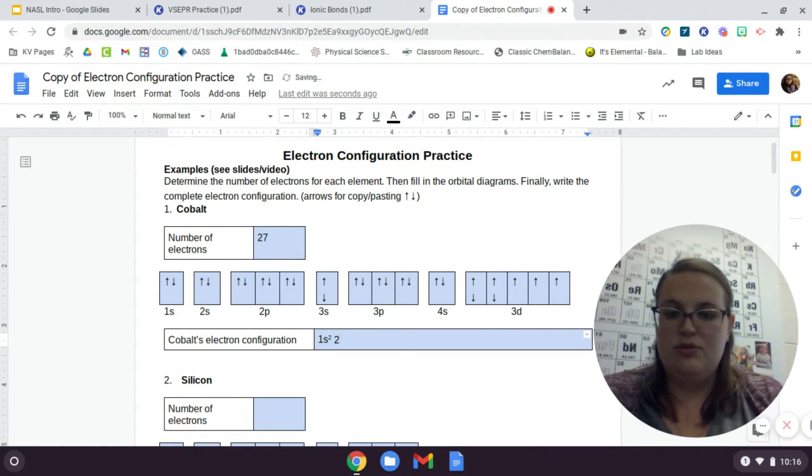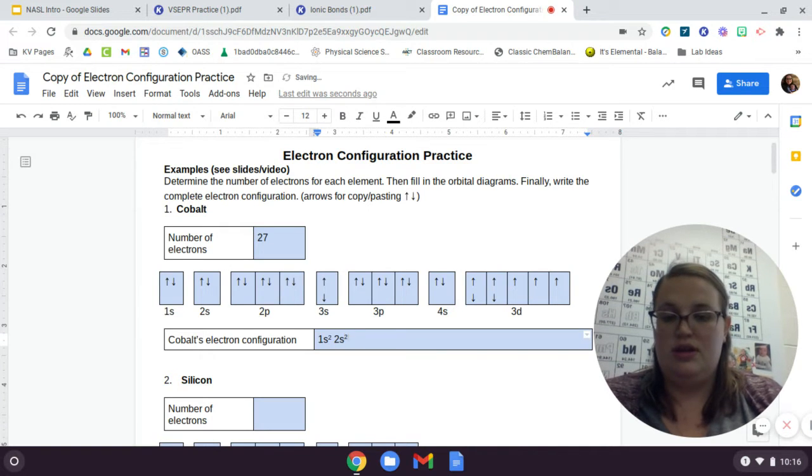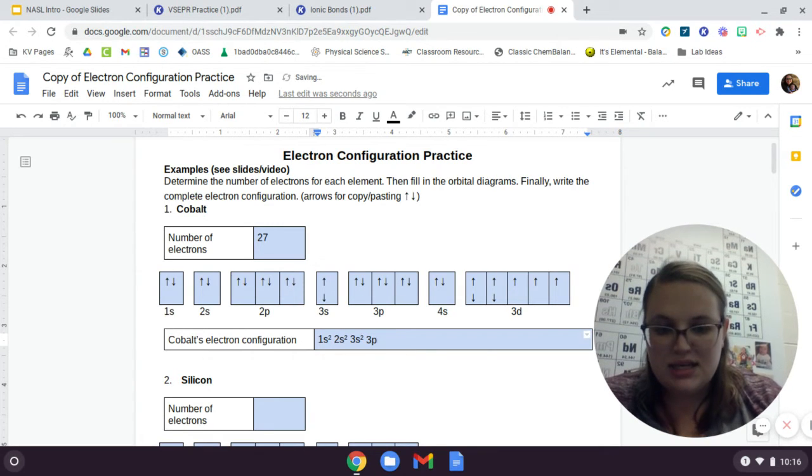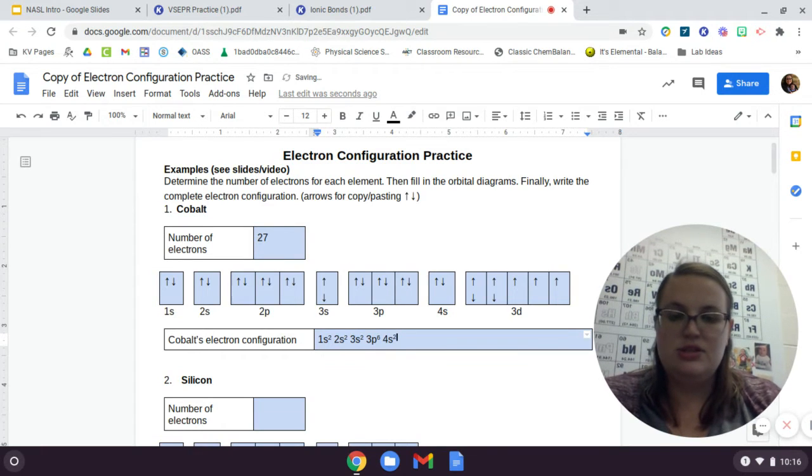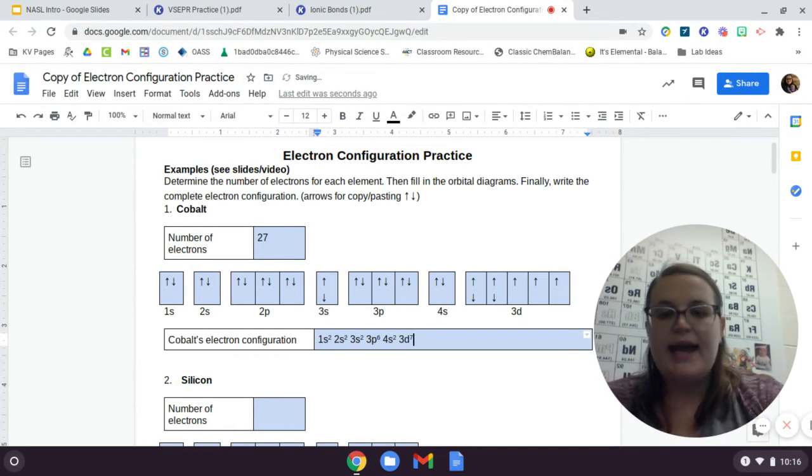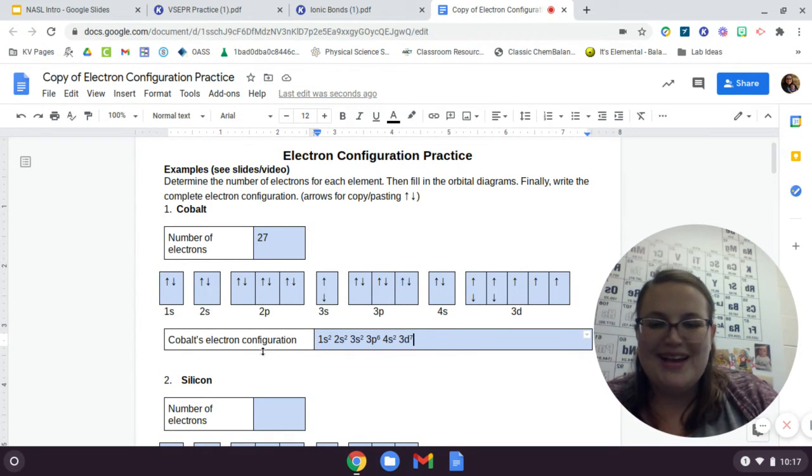Then I have 2s2, 3s2, 3p6, 4s2, and then 3d7. And then to check my work, I can add up all of my superscripts, and that should equal 27.